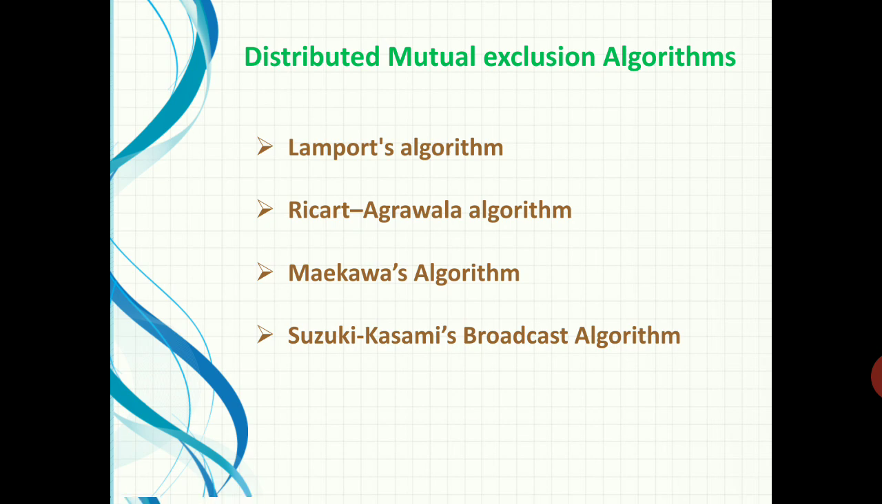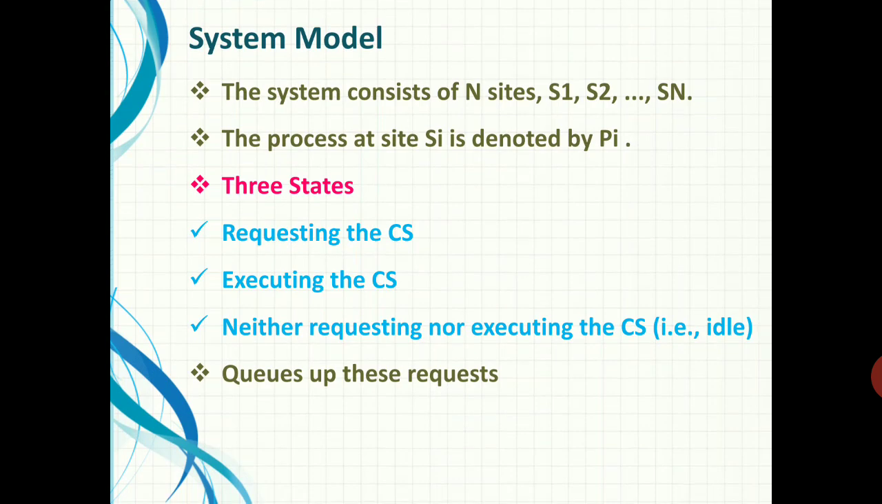First, we will discuss the system model, that is, what the system contains. A system consists of n sites, numbered S1, S2, up to Sn. We are assuming that a single process is running on each site. That is, the process at site Si is denoted by Pi.